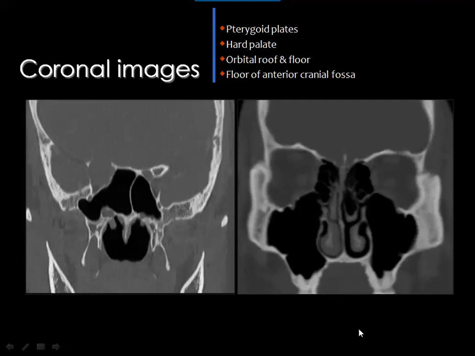And in the coronal planes, you start posterior to the sphenoid sinus near the orbital apex. And this is the sphenoid sinus, and this is the floor of the sinus and the roof of the nasal fossa. This is the bony nasal septum, the pterygoid blades on both sides.